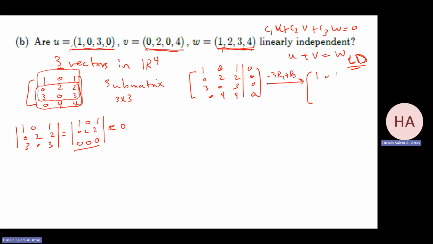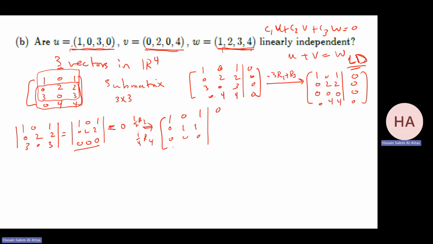To get what? 1, 0, 1. This is 0. This continues as is. Multiply by -3, 0, 0. Then I have 0, 0. And this is 0, 4, 4, 0. Okay, that will lead us to what? I have 1, 0, 1, 0. I divide the second row by 2, so half R2 and 1/4 R4. 0, 1, 1, 0, 0, 0, 0, 0, 1, 1.